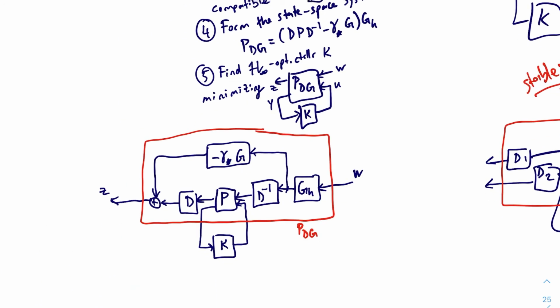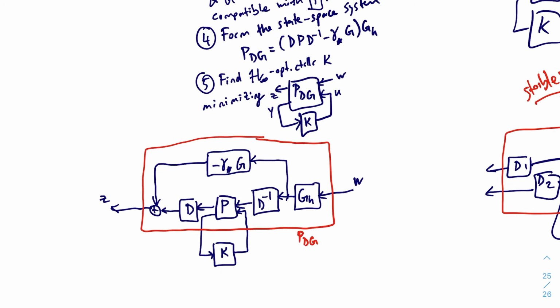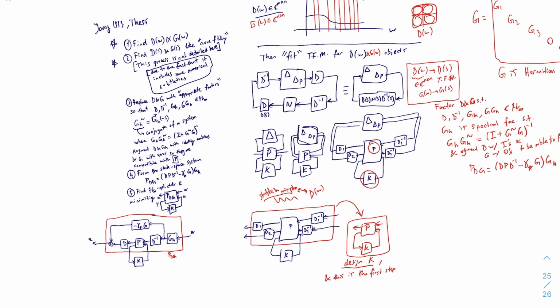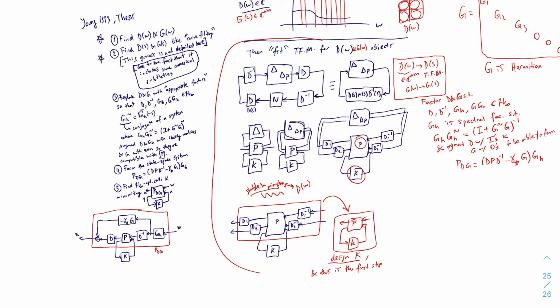Now we need to determine K by minimizing the H infinity norm of T_zw. Right? And if you want to represent the problem in a more block-diagrammatic way, here is the figure that's being used in Young's thesis. And so you find K, and then you just iterate the process. And here again, this is the D part of DK iteration. I just want you to focus on this part.